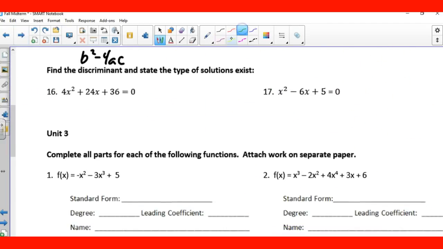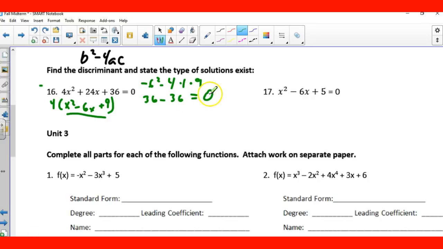Now, first of all, see this has a greatest common factor of 4. I'm going to take out the greatest common factor of 4, meaning I have 4 times x squared minus 6x plus 9. I'm going to use these smaller values to find my discriminant. So b was already negative 6. Negative 6 squared minus 4 times a, which is 1, times c, which is 9. So I get 36 minus 36, which equals 0.